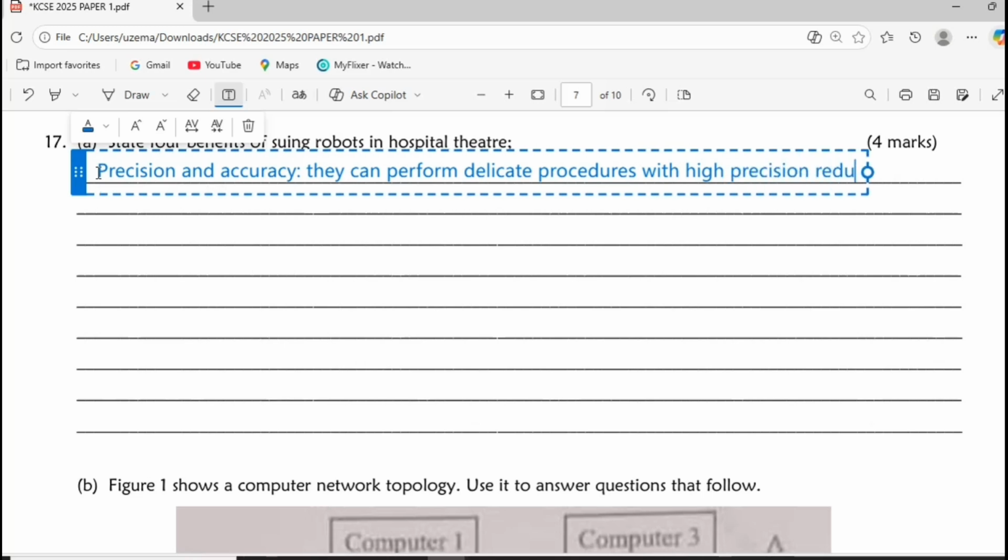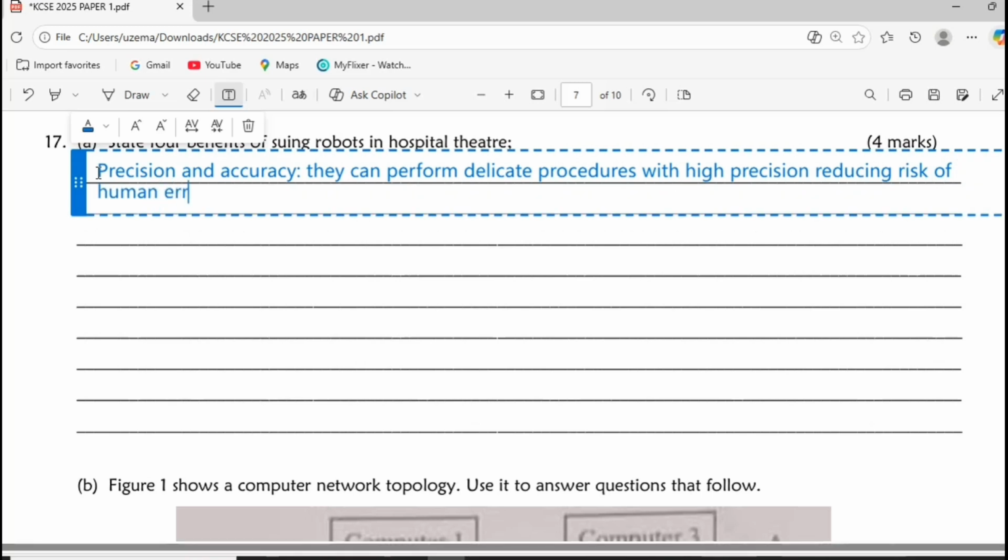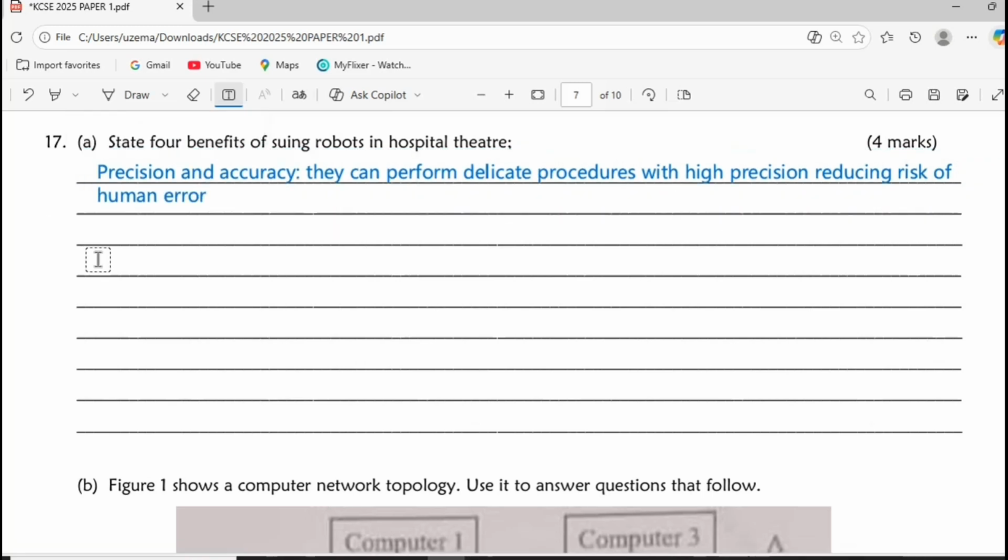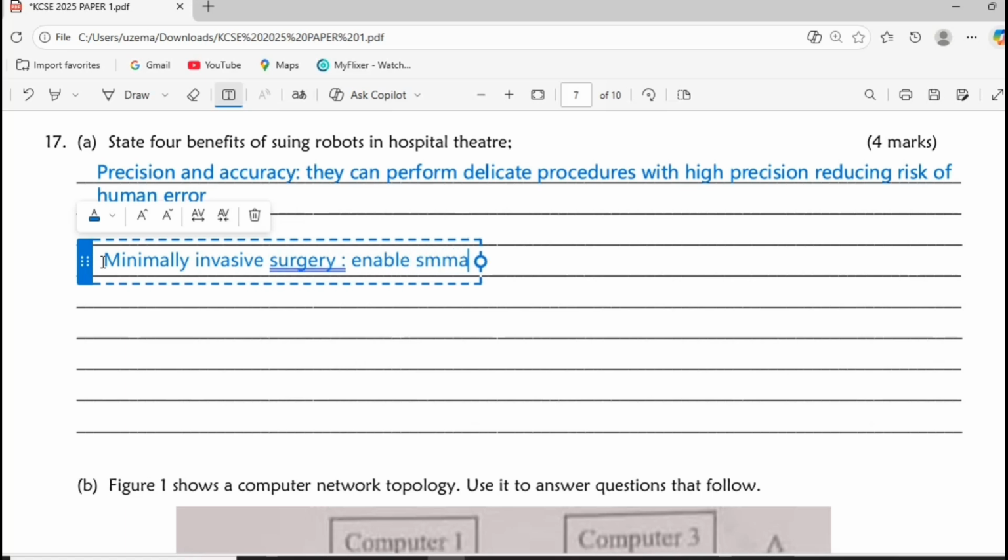One, we are saying that robots are very precise and accurate, and therefore they can perform very delicate procedures and operations, reducing the risk of human error. That is one very important benefit: robots are very, very precise and accurate, and therefore challenges that come with the risk of human error can be avoided.